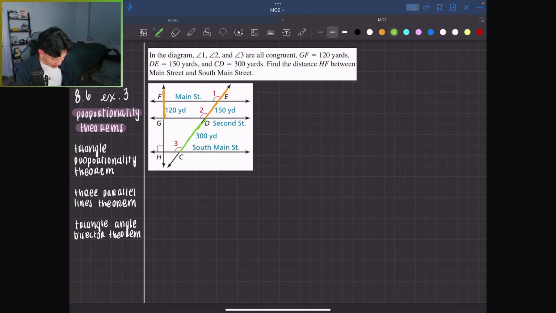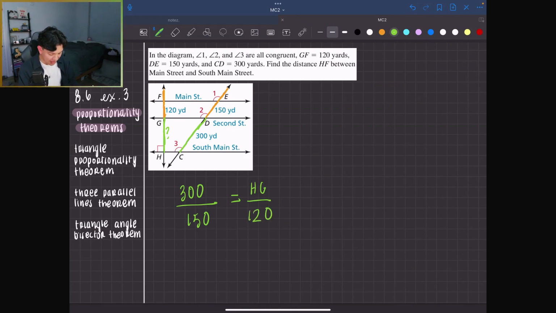Well, it looks like all that we're missing here is this missing length from H to G. Thankfully, we're going to use the three parallel lines theorem to set up a proportion, okay? So let's set up a proportion here. Since we have three parallel lines here, I'm going to set up a proportion like this. CD, so CD is going to be 300 yards over DE, which is just 150, is going to be equal to the same proportions, but just on the other side now. HG, we don't know what HG is, so I'm just going to say HG over 120.